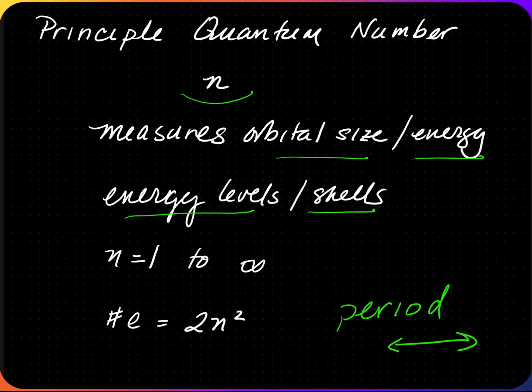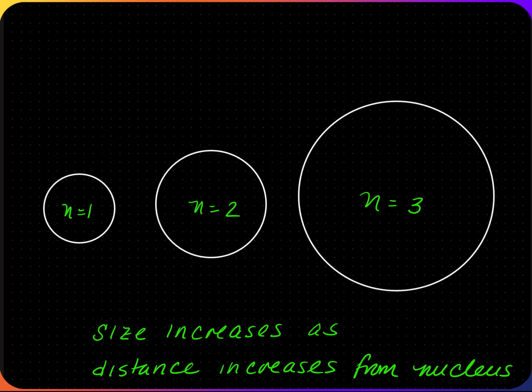To determine the number of electrons in the principal quantum number, the basic formula is 2 times n squared, where n is the energy level or shell. Unlike the Bohr model, the current theory states there's a probability of finding an electron in the electron cloud. One of the shapes of the electron cloud is a sphere.